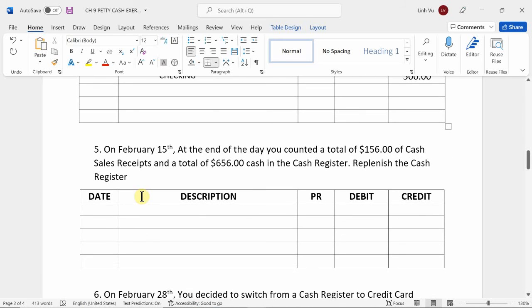Number 5. Okay? On February 15, okay, at the end of the day, you counted a total of $156 of cash receipts and a total of $656 cash in the cash register. Replenish the cash register.